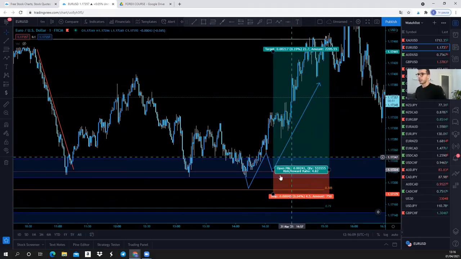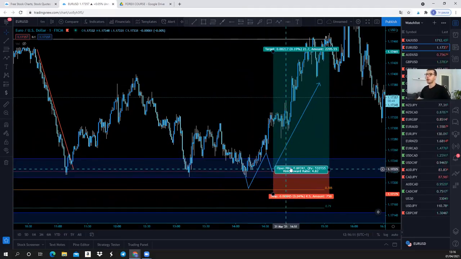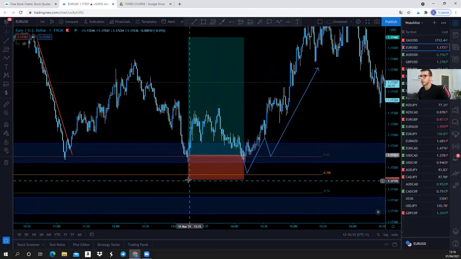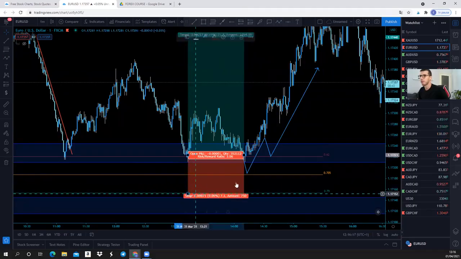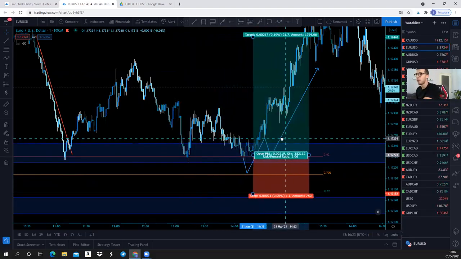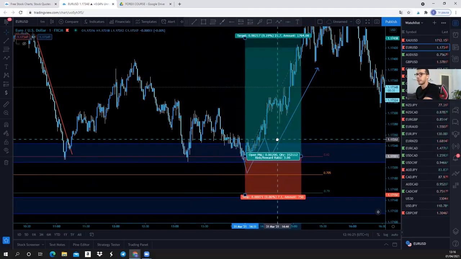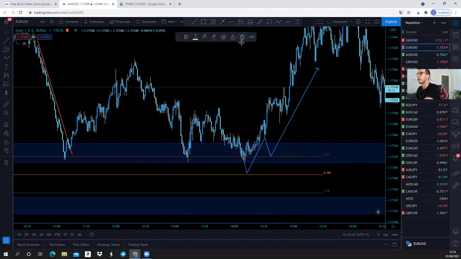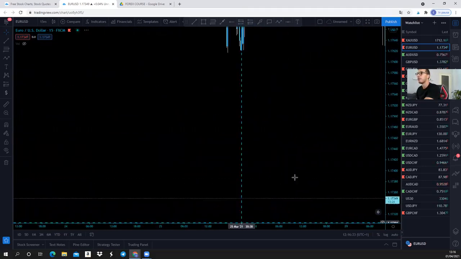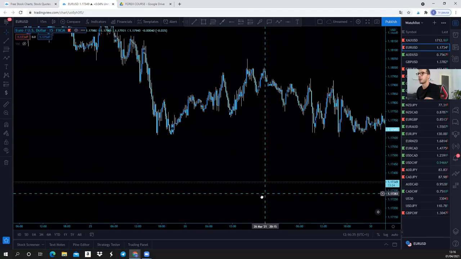Now, the spring didn't happen. You could have still taken the trade. If you take the trade without the spring, make sure to have a stop loss that is big enough to avoid being stopped out by possible liquidity grabs. And with that being said, if you wait for the spring, even better. Now, let's see if we have some other examples on the 15-minute time frame for our fib strategy.